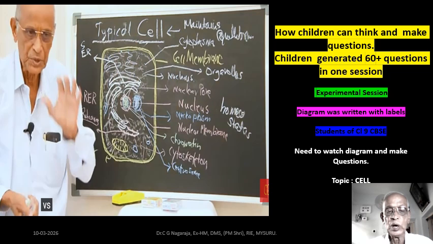Then I asked them to close the books, and I told them each student should ask 3 questions on any of the cell parts written on the blackboard, starting with why, what, and how. And the questions will have to be presented in the classroom. It was about 30 minutes time given to them. This was how the class was finished.